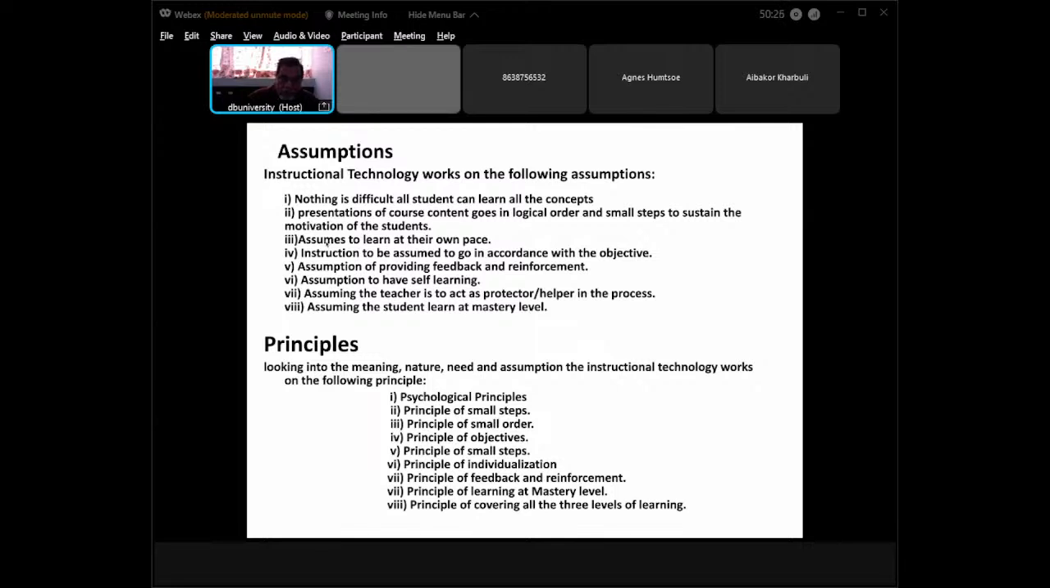Let our instructional system run objective-wise. That's what has been put. Instructional technology always emphasizes the assumption of objectives. And then it is assumed that time to time, unit after unit, module after module, objective after objective, there is some kind of feedback and reinforcement. Now the question is, how will you give the feedback?